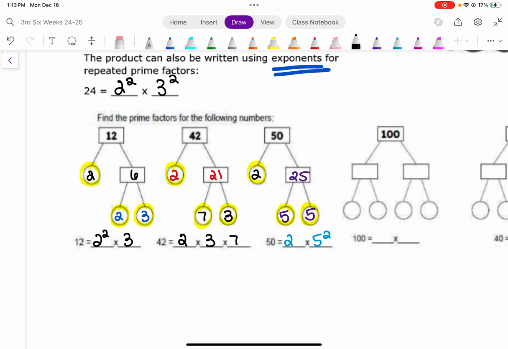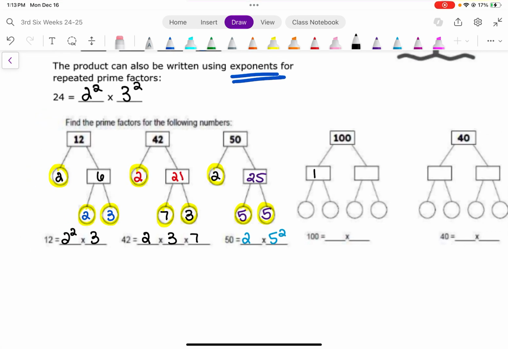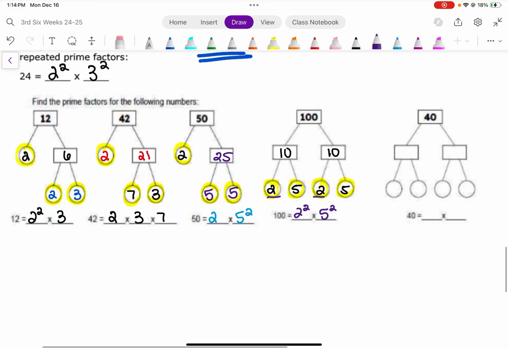For 100, I could divide that and get 10 and 10. Now there's other factors there too, but 10 and 10 work. The factors of 10 are 2 and 5. Both of those are prime. And then I have 2 and 5. Both of those are prime. I have 2 2's, which would be squared, and 5 squared for that one.